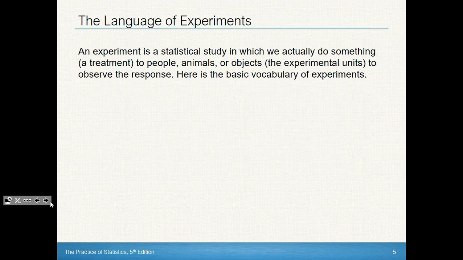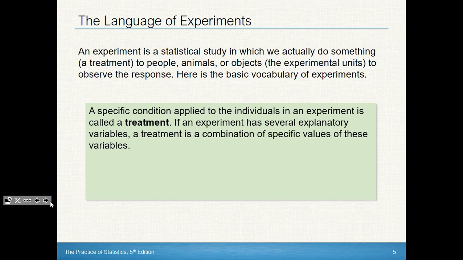An experiment is a statistical study in which we actually do something. We give a treatment to people or animals or objects, whatever they are. Those things that we give the treatment to are called experimental units. If experimental units are people, we will frequently call them subjects. The condition we apply is called the treatment. The thing we apply it to is the experimental unit. And if the experimental unit is a person, we will likely call it the subject.